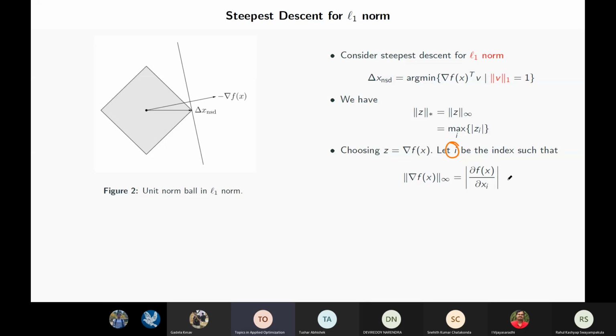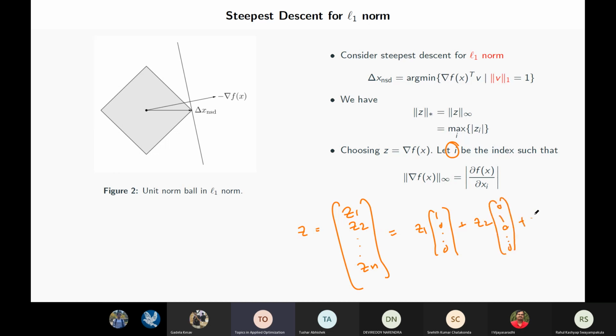Okay, so what is happening here? Let us see. Remember, these are maximums over the components of a vector, right? And let us say a vector z. When we see the vector z, we see this as z1, z2, up to zn, as components like this, and we can write it in the standard basis: z1 times (1, 0, 0, ...), and z2 times (0, 1, 0, ...), and so on, and then zn times (0, 0, ..., 1).